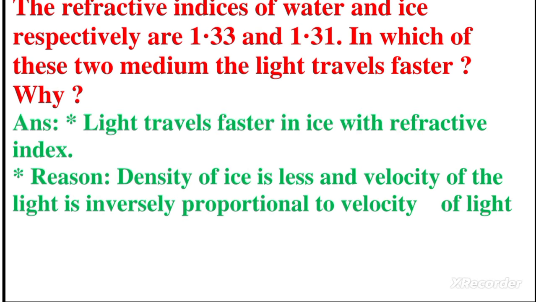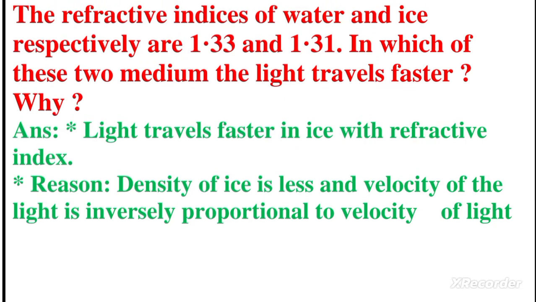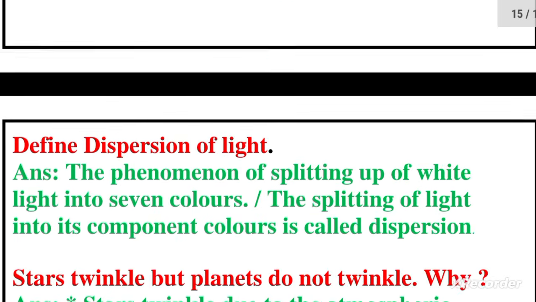Next question, also important. The refractive indices of water and ice are 1.33 and 1.31 respectively. In which medium does light travel faster? Light travels faster in ice, with the lower refractive index of 1.31. Reason: the density of ice is less, and the velocity of light is inversely proportional to the refractive index.